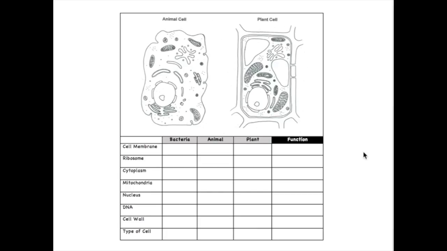Now let's move on to our table. As we go through this, we're going to be putting check marks, whether it's bacteria, animal, or plant, or all, and what each one of these structures does. So the first one we're going to look at is a cell membrane.